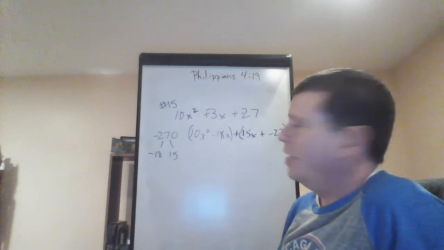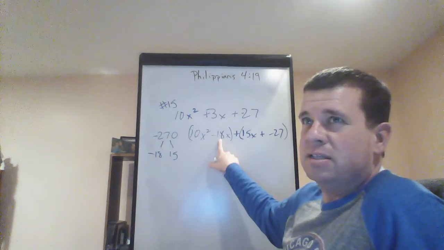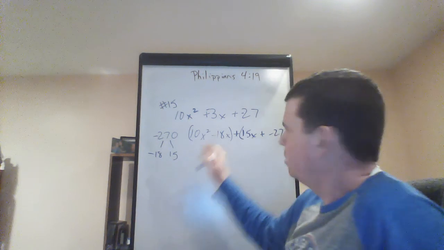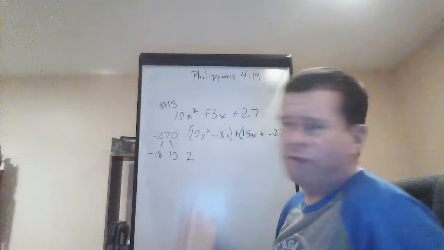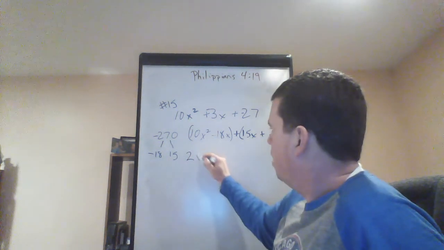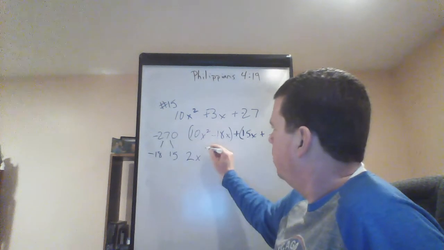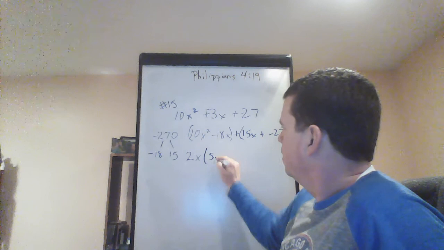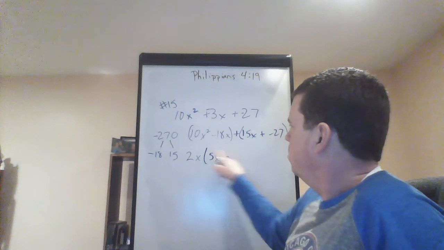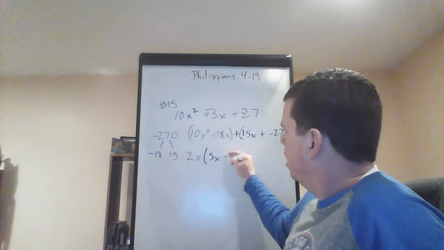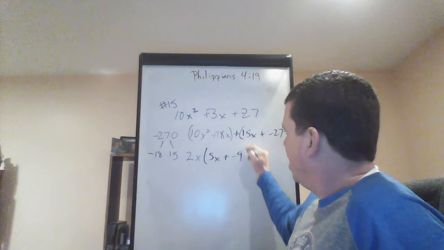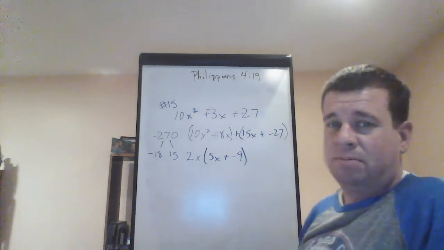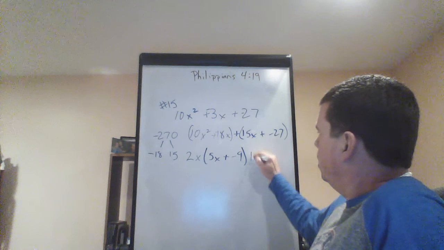And now factors of 10x squared and 18x. Let's see, the greatest common factor of 10 and 18, 2, I think. Yeah, 2 is the biggest factor that goes into both of them. And they both have an x. All right, so I can factor out a 2x. And then 2x times what gives me 10x squared? That's 5x. And then 2x times what gives me negative 18x? That'd be negative 9. So I get 2x and then 5x minus 9, or 5x plus negative 9.